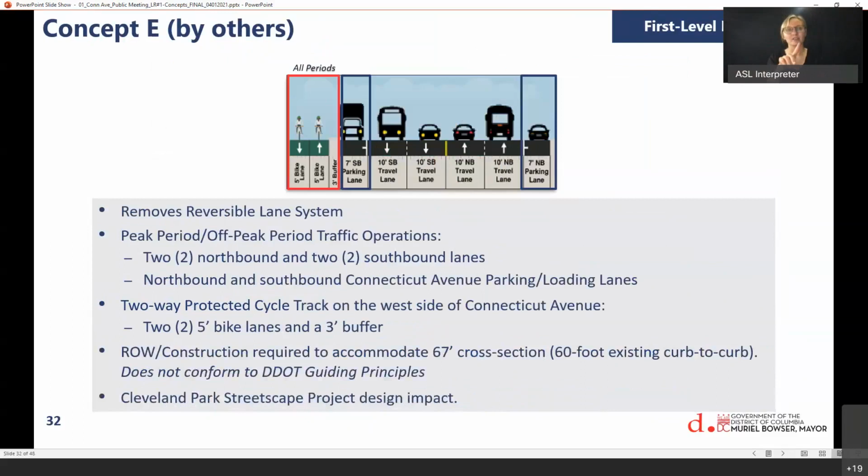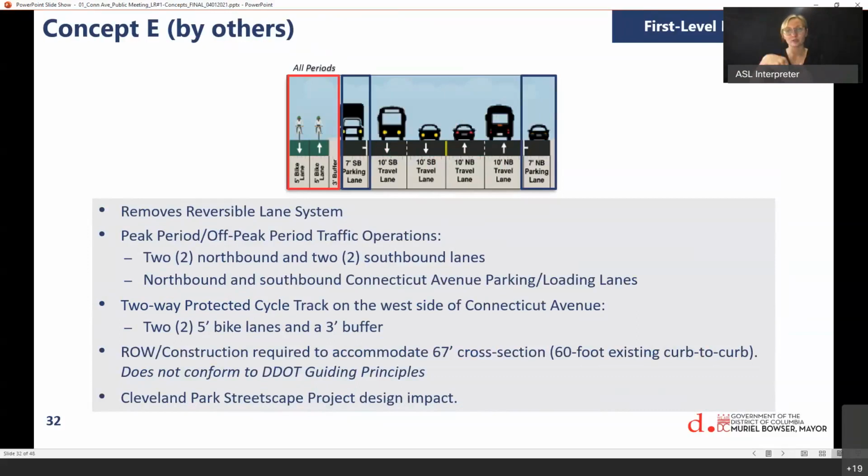Slide. And the last concept we'll discuss is concept E, which combines all the elements that we just talked about. This does remove the reversible lane system. During the peak and off-peak periods, there would be two travel lanes in each direction with parking and loading on both sides of the street at all times of the day. This would also include a two-way cycle track on the western side of the street.